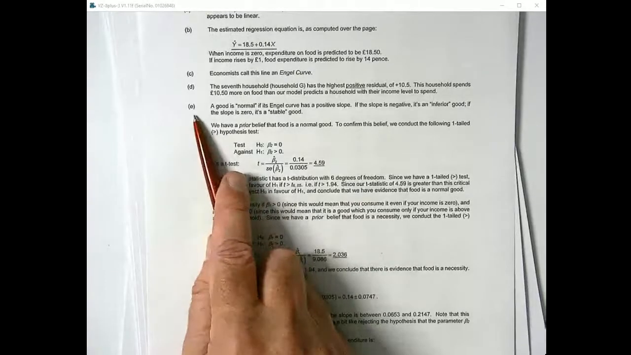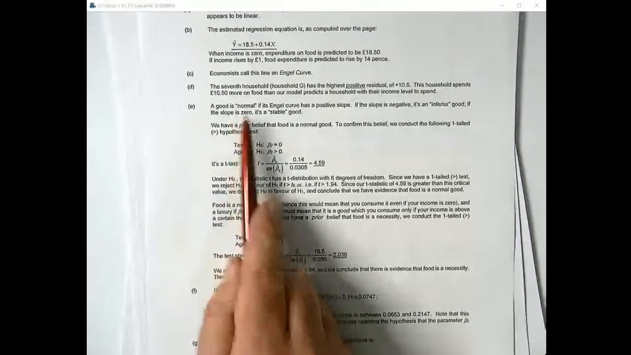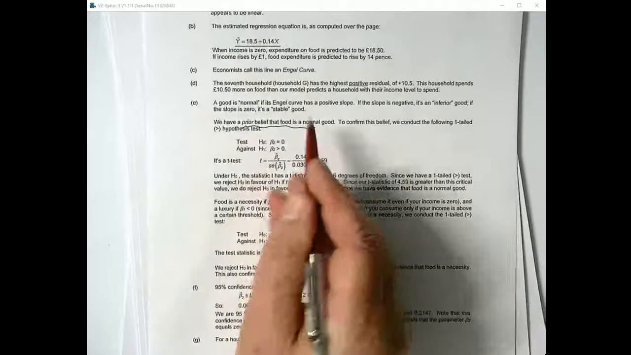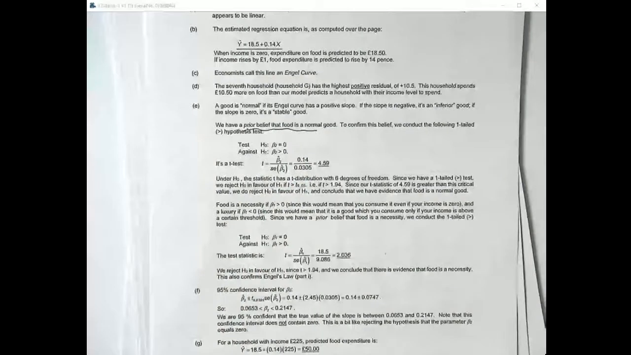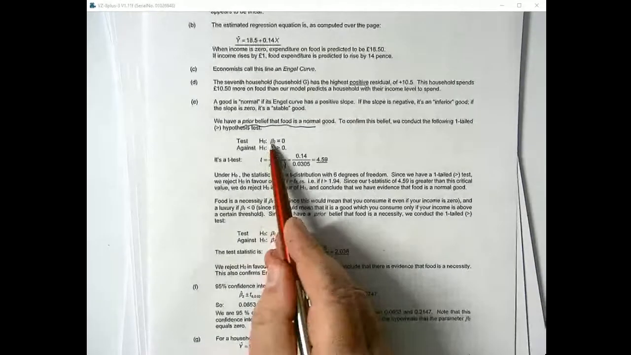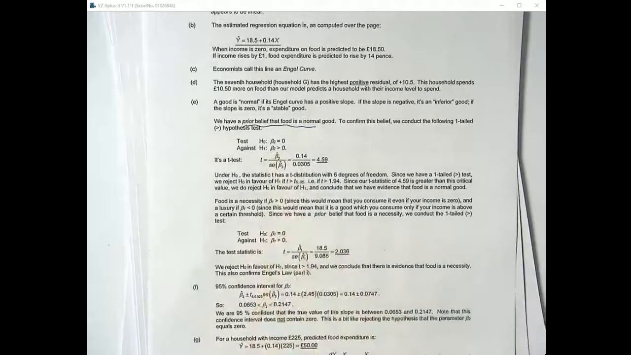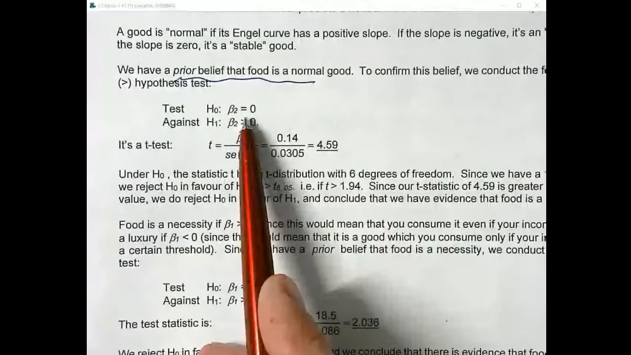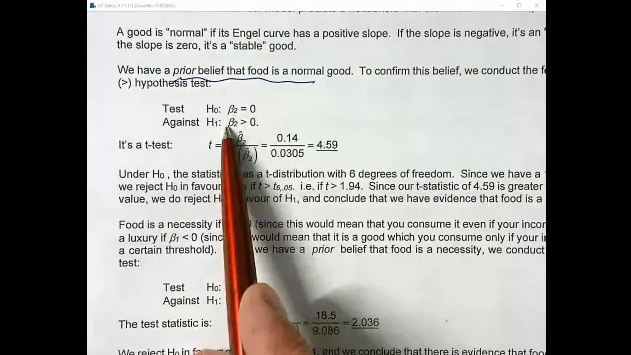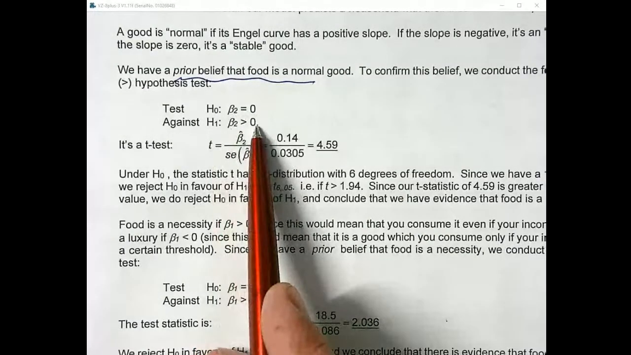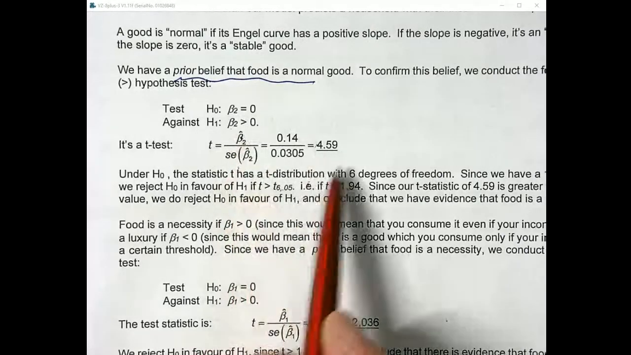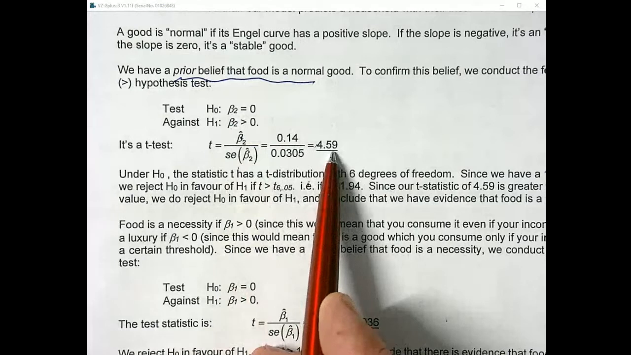Part E, is the good normal or inferior? Well, we have a prior belief that food is a normal good. We have a prior belief that as household income rises, they spend more on food. So we have a prior belief that the slope is positive. So we set up a hypothesis test based on that prior belief, and the alternative is a one-sided alternative: B2 is positive. And we do a t-test, which is the estimate divided by the standard error, and we get 4.59, and that's the t-statistic.